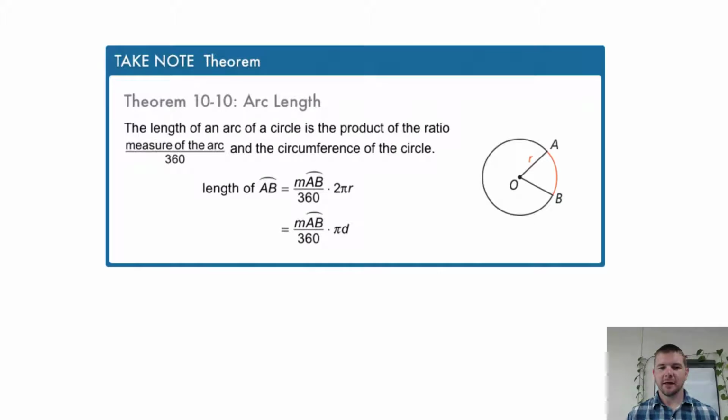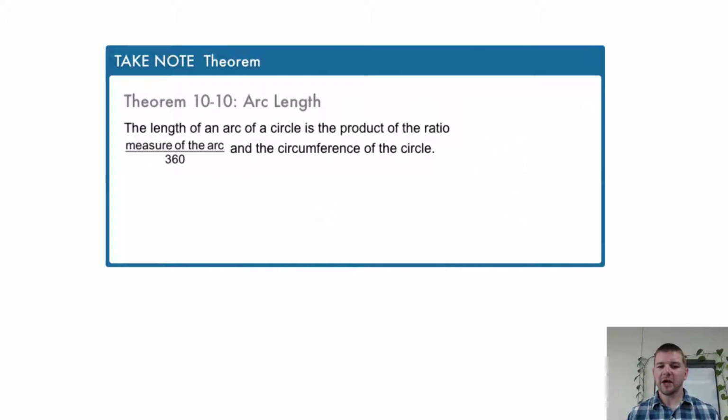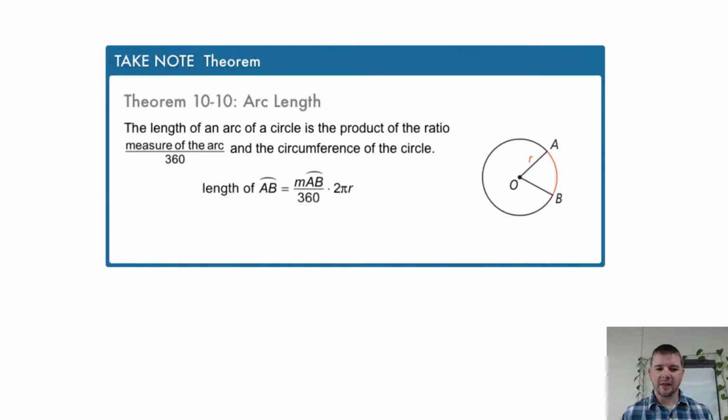Theorem 10-10, arc length. The length of an arc of a circle is the product of the ratio, the measure of the arc over 360, and the circumference of the circle. Note the diagram. The length of arc AB equals the measure of arc AB divided by 360 times 2 pi r, the circumference of the circle. This equals the measure of arc AB divided by 360 times pi times the diameter.